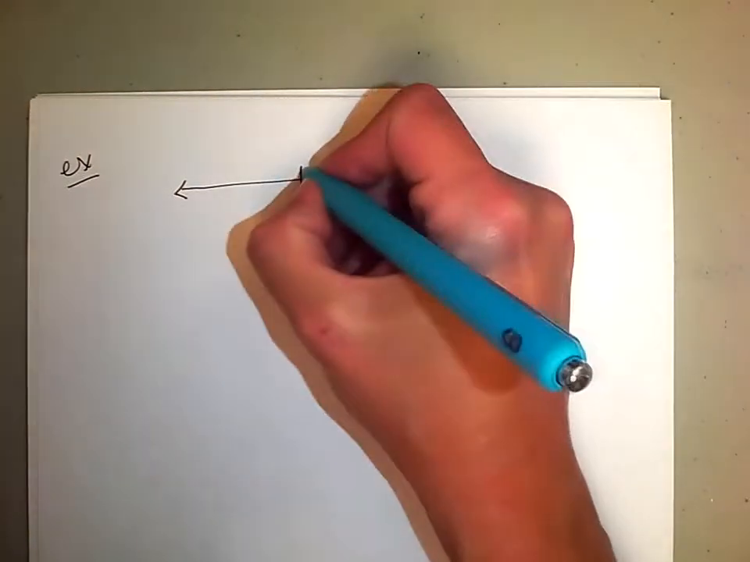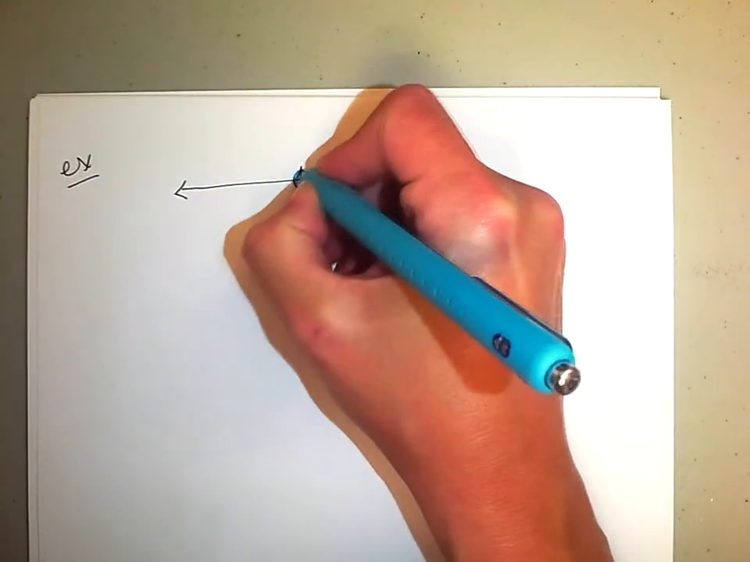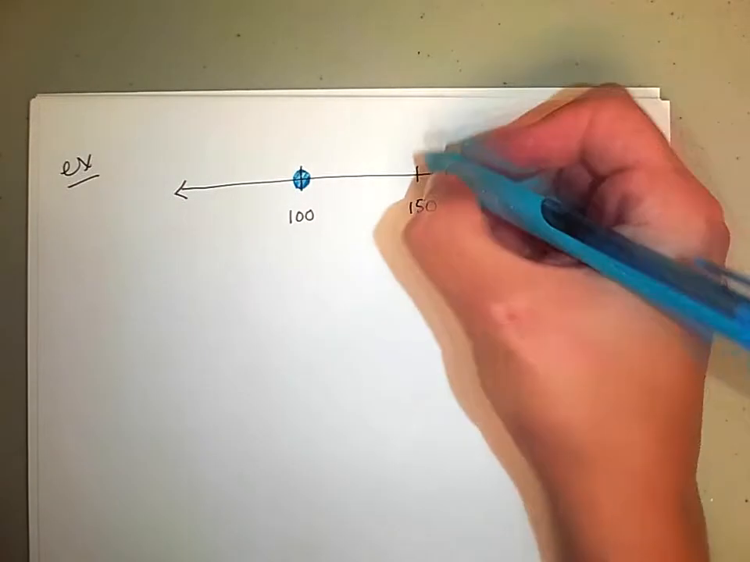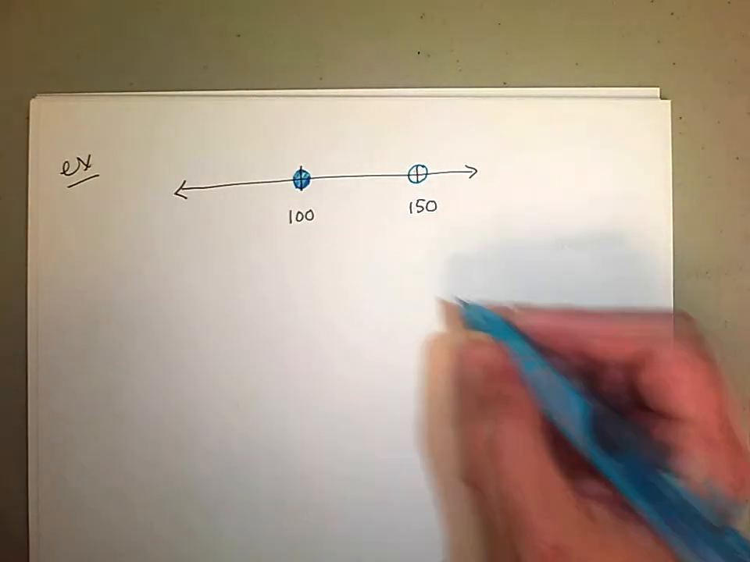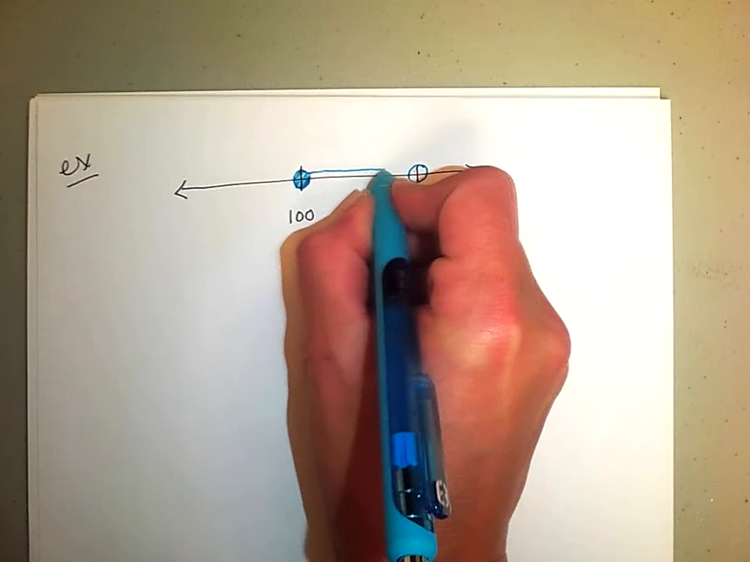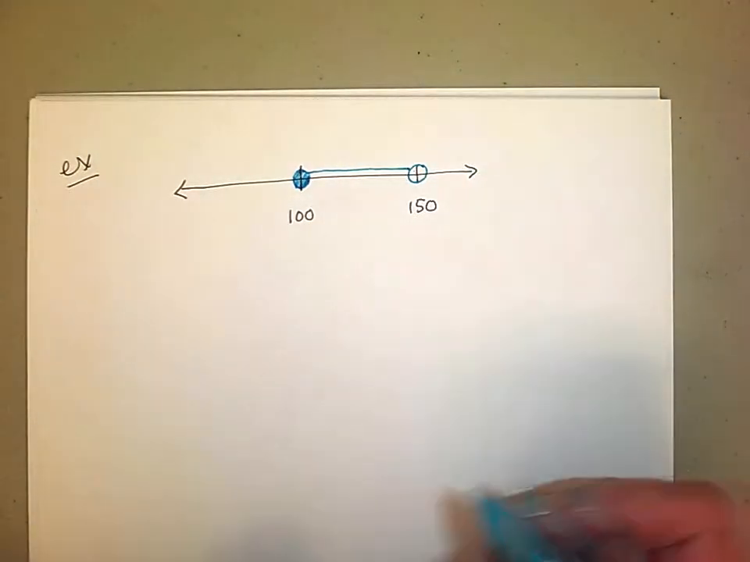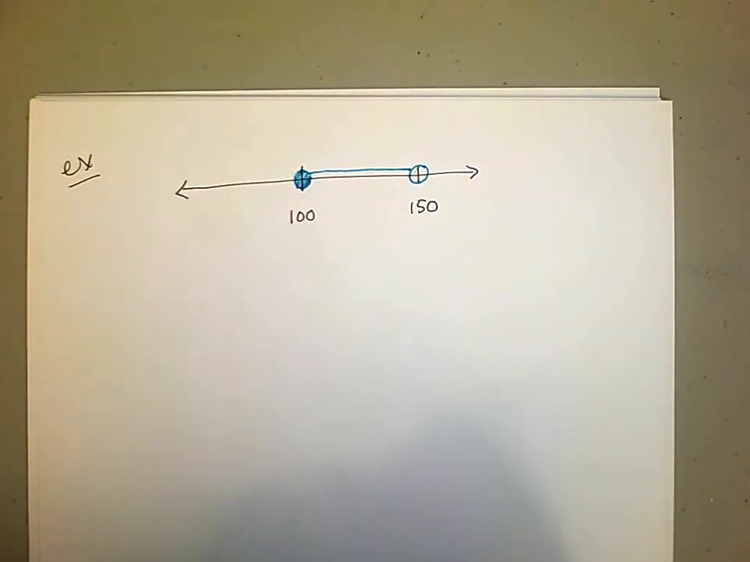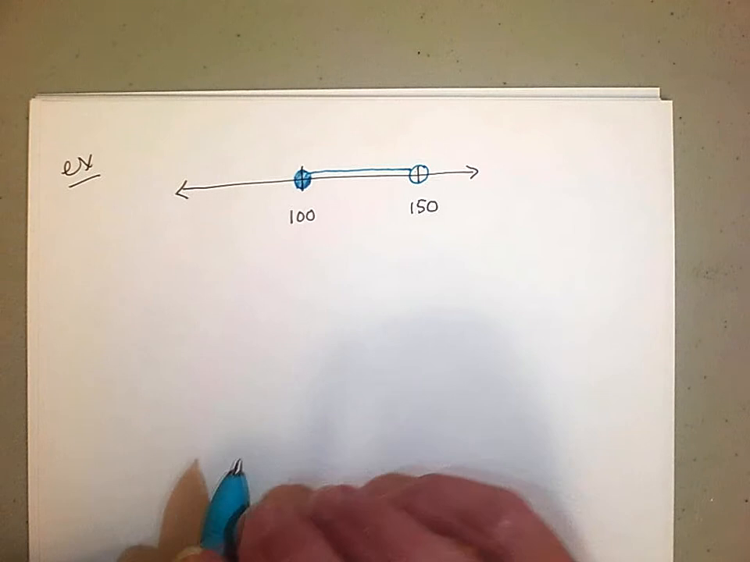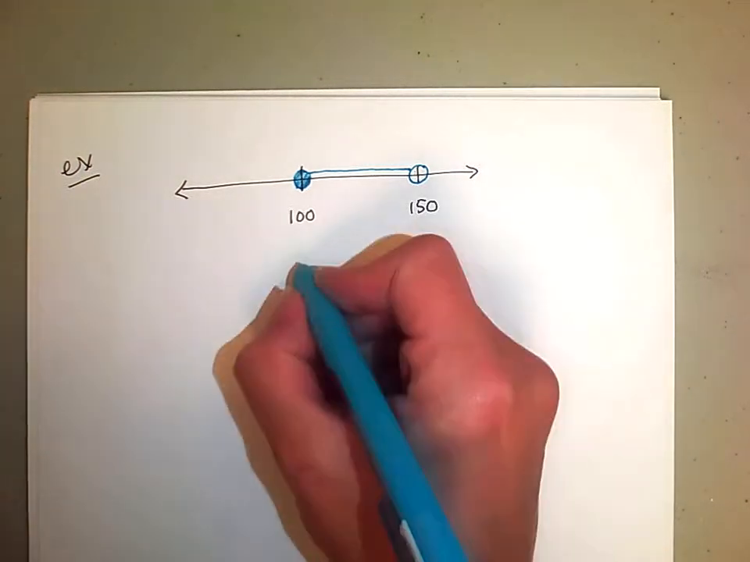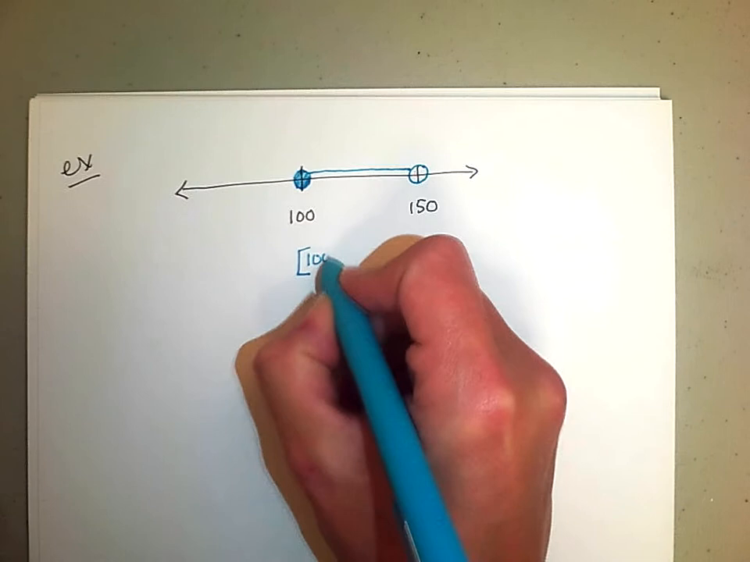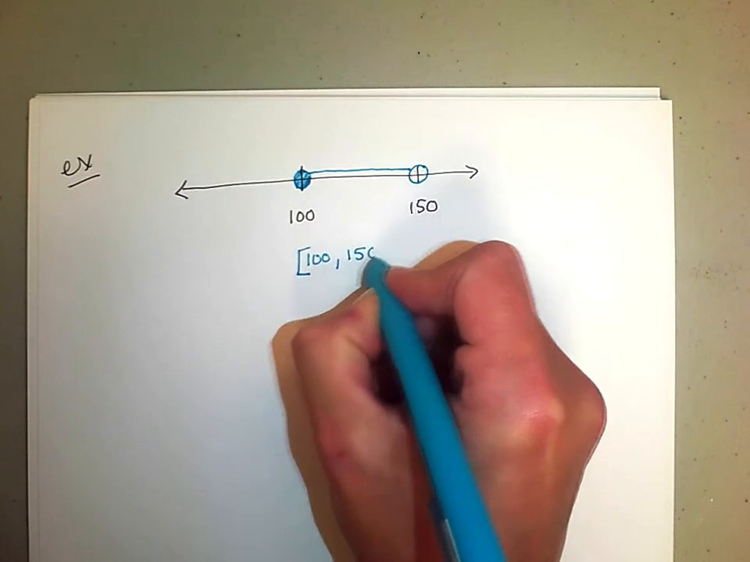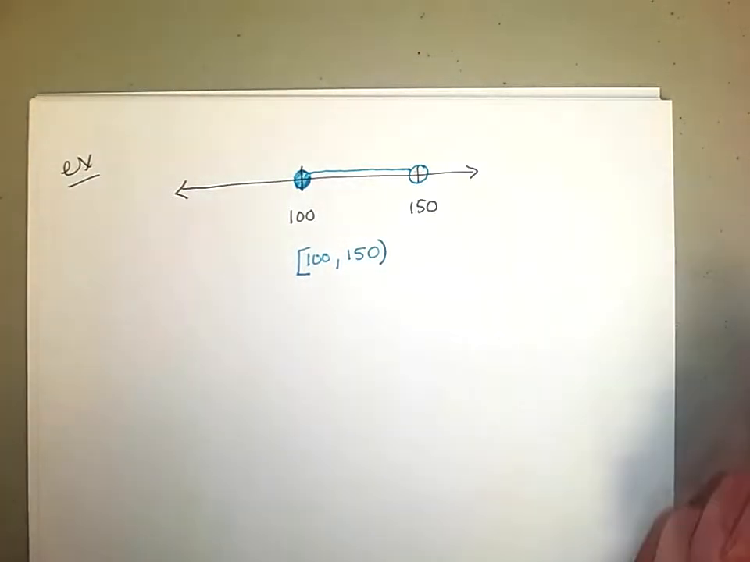And let's say you have $100, but that you're just short of the 150. So you can spend anything in between there. Then this is how I would represent it on the number line. Now in interval notation, I would include 100, but we just don't have 150. We're just shy of it. So it would not be included.